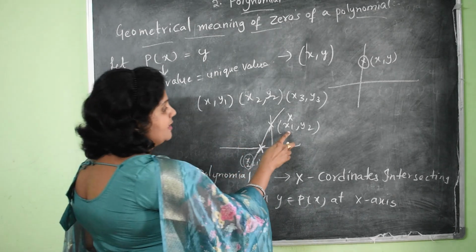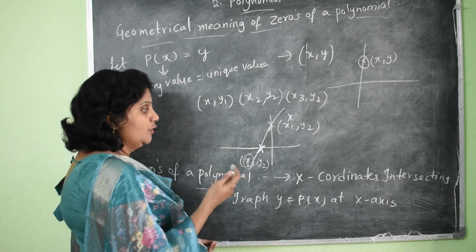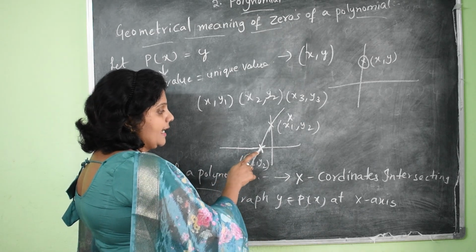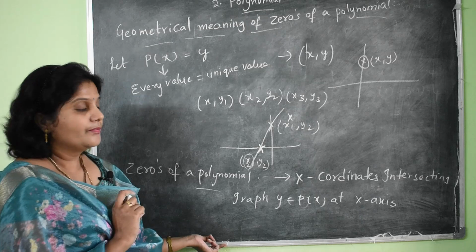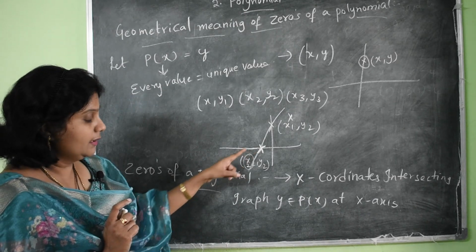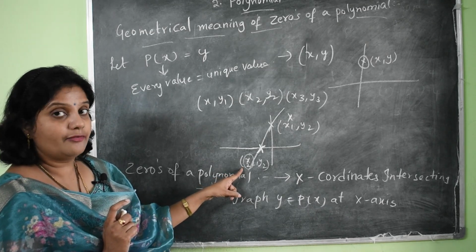Here the graph is intersecting the y-axis, so we are not taking that. We are going to take the value of the x-coordinate where the graph is intersecting the x-axis. So where is the graph intersecting the x-axis? Here. At that point, we should take only the x-coordinate. That is called the zero of the polynomial.